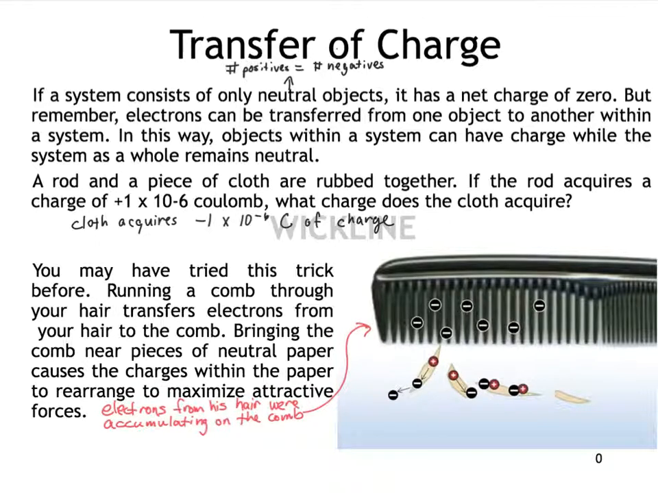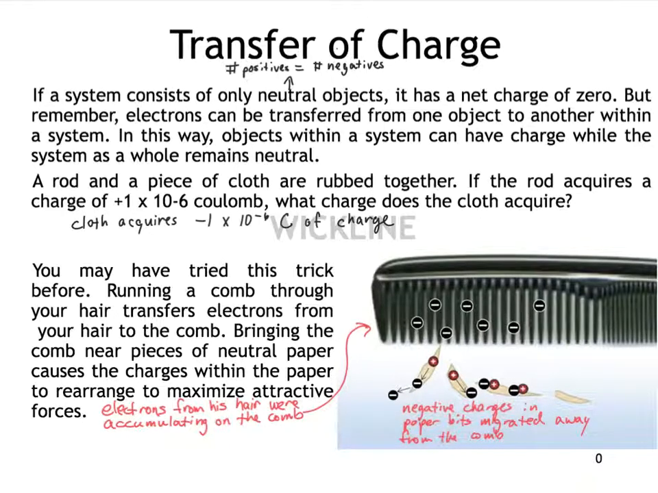Now we know that like charges repel. So as the charge on the comb became overwhelmingly negative, it repelled all of the negative charges which were naturally inside the pieces of paper in their neutral state. So these negatives repelled these negatives, which would make all of the negatives in the pieces of paper go to the opposite side of the paper, as far away from the comb as possible.